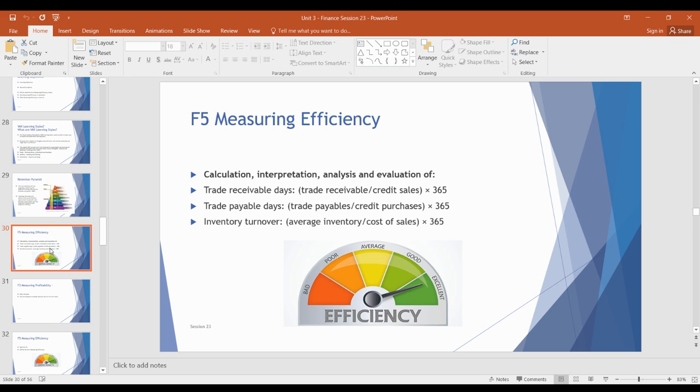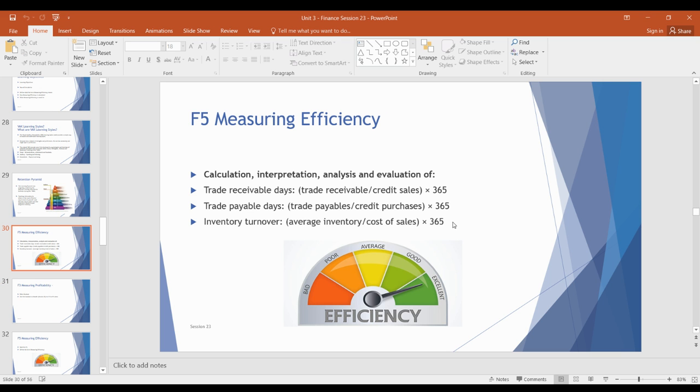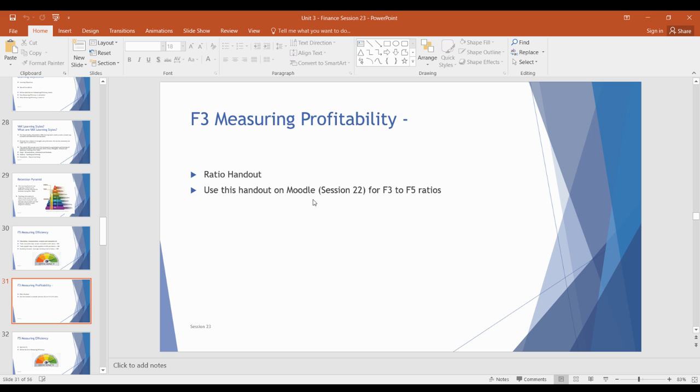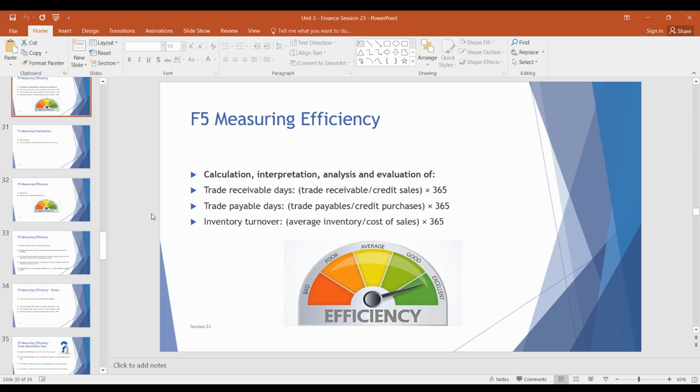So measuring efficiency, there are three formulas that we need to be able to do and learn. There is calculate, interpret, analyse, and evaluate of trade receivable days, trade payable days, and inventory turnover. Now, all of these terms we have seen before on Learning Aim F1 or F2. Calculate would be a 3-mark question. Interpret and analyse would be 6 to 8, and the evaluation is 10 to 12.